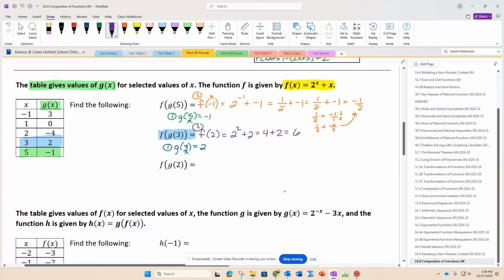All right, we're going to use the third one here as a practice problem. So once you pause the video and try f of g of 2, please.